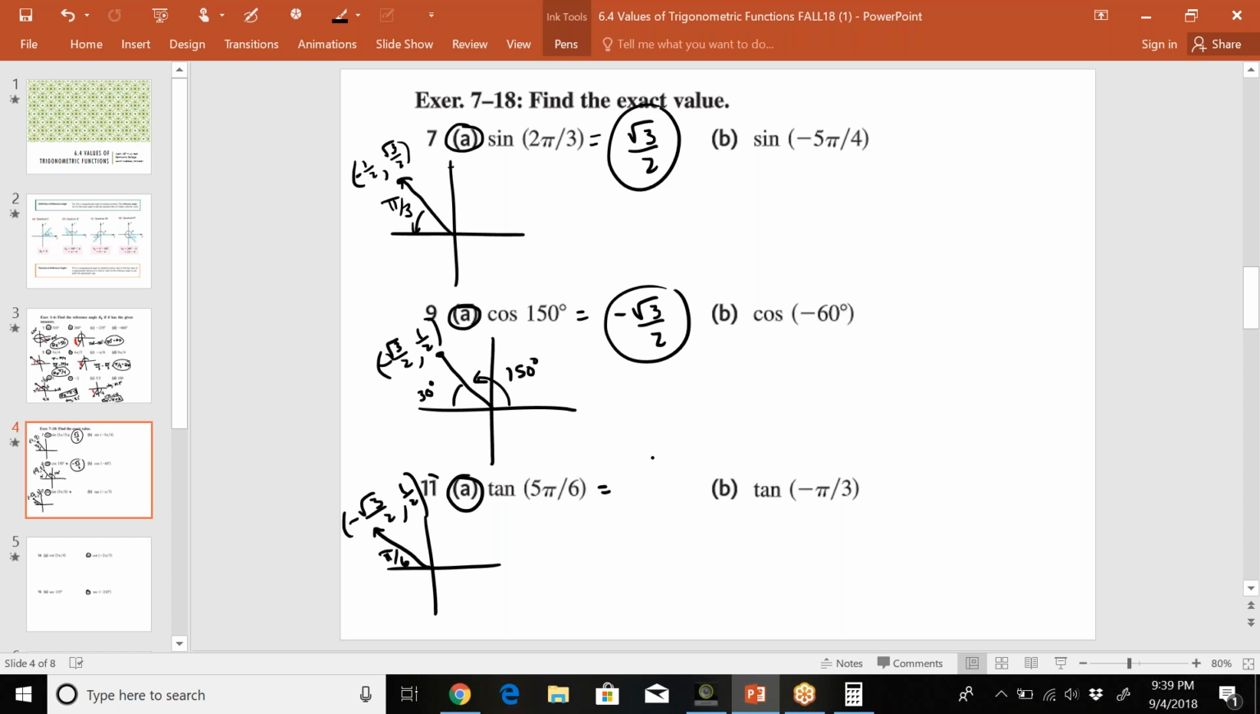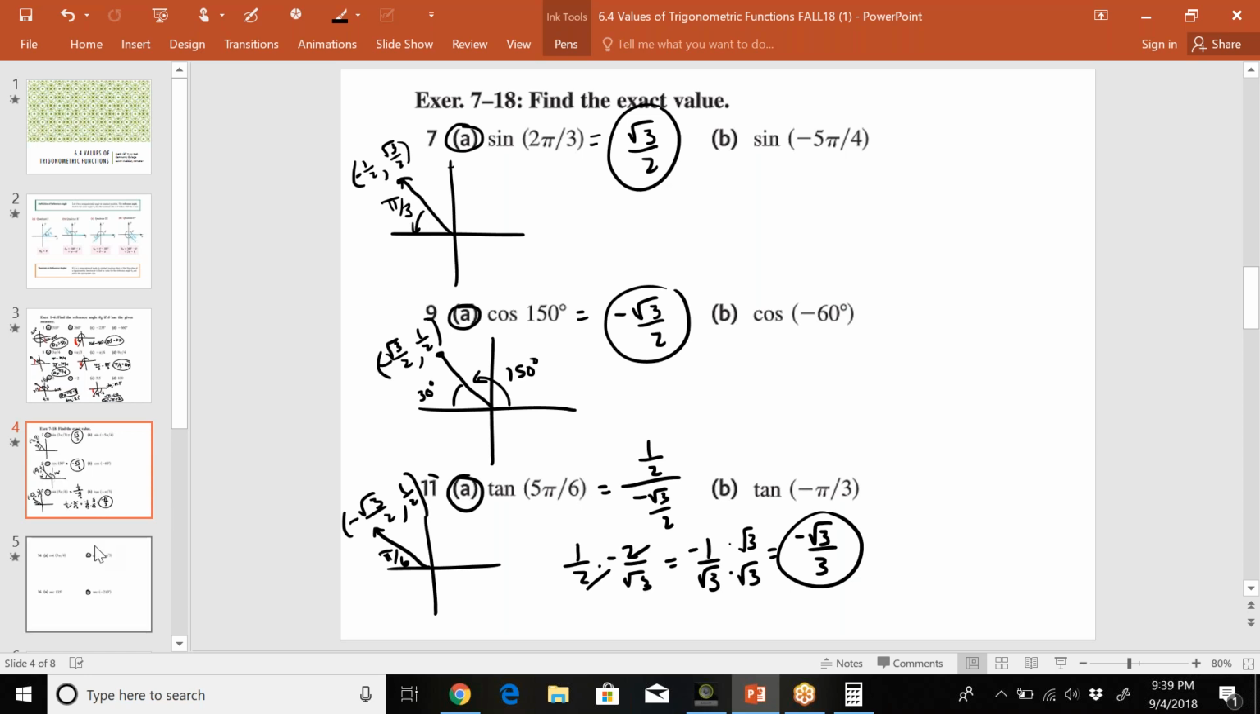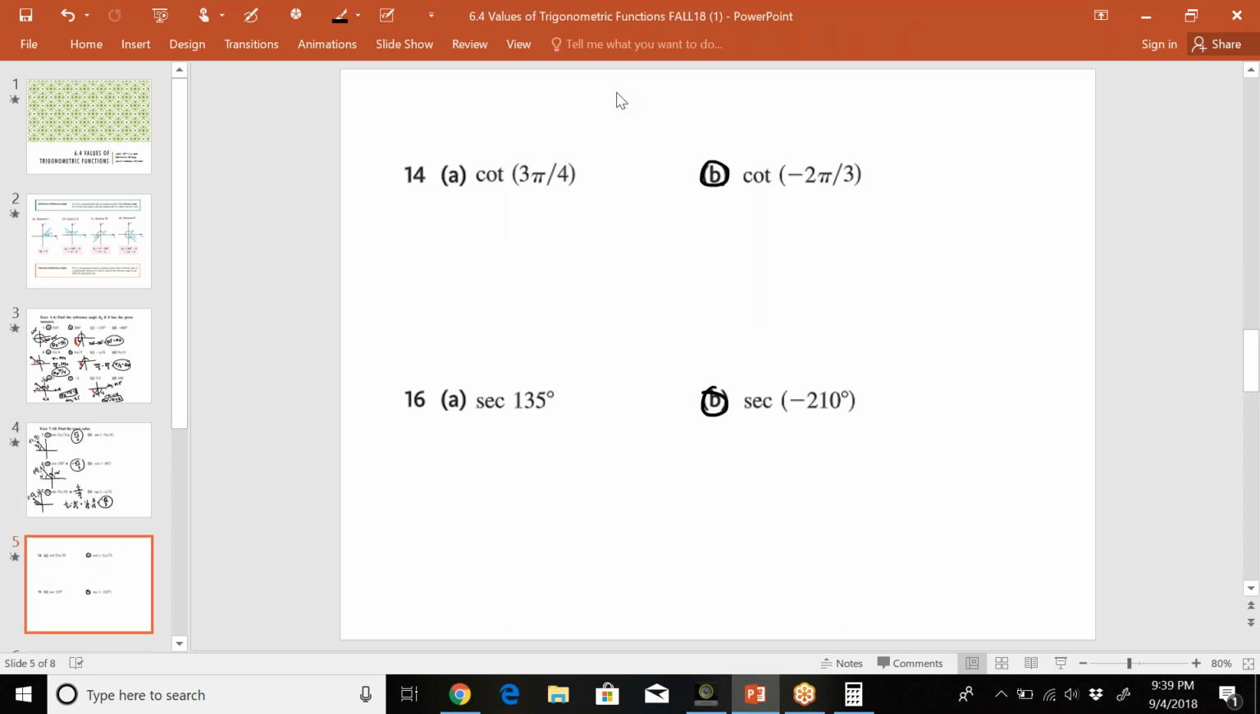But you're doing tangent, so you're doing the y value over the x value, which you would take and multiply by the reciprocal. Notice that the 2's cancel, so it's -1 over the square root of 3, which we would rationalize, and we get negative square root of 3 over 3. So that would be the answer for that tangent one for 5 pi over 6. Okay, when we go to the next slide, I'm doing some different ones that are reciprocals.